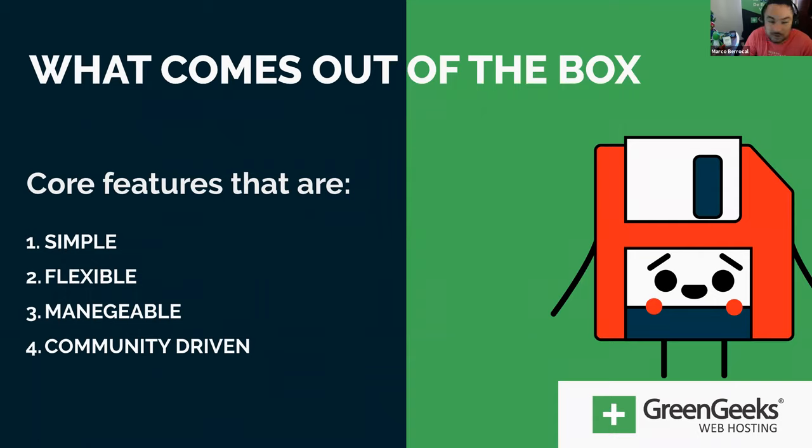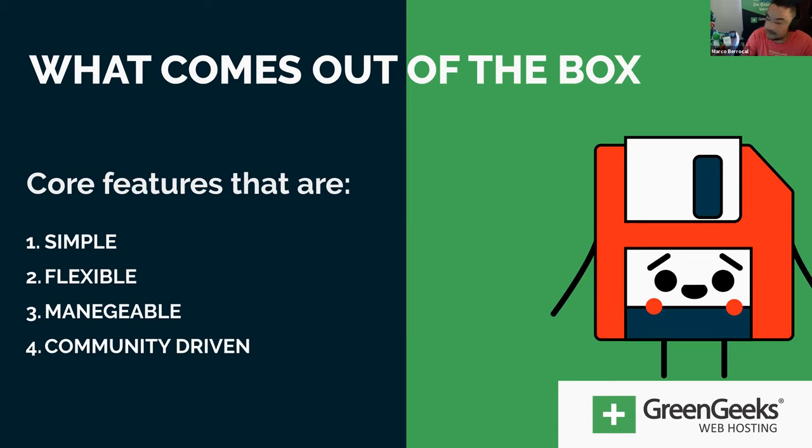Okay, core features that WordPress has: it's simple. It's really easy to use. It's easy to install. It's easy to manipulate. It's easy to customize. So that's one of the key features that WordPress has, and that's what makes it so great and so powerful.